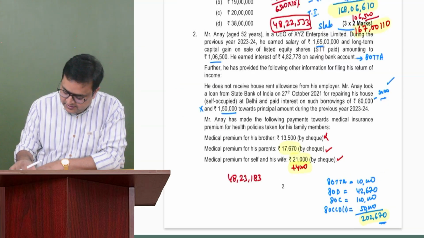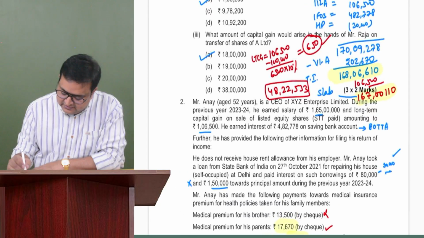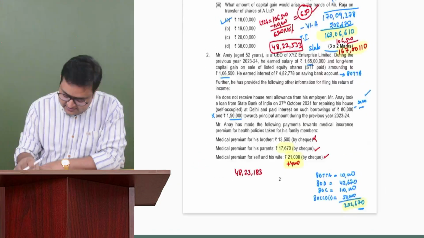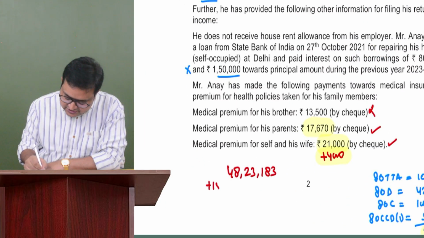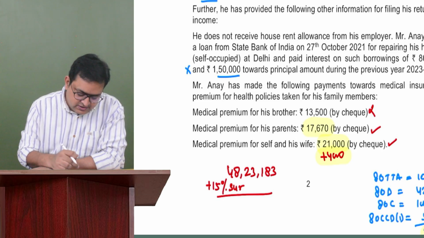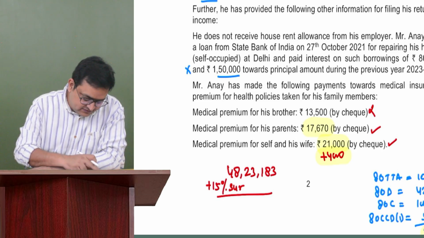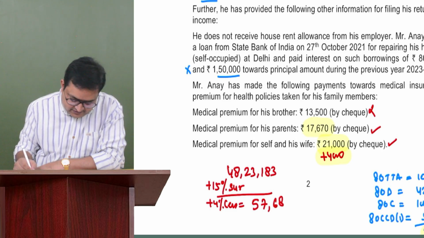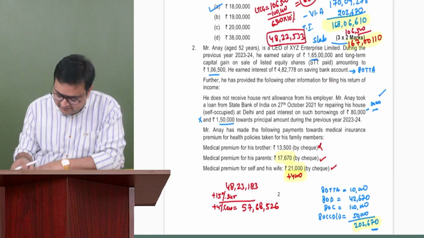Now his total income is more than 1 crore, but up to 2 crore. So there would be a surcharge rate of 15%. We have to add 15% surcharge, directly adding it, plus 4% cess. After that, I'm getting 57,68,526.